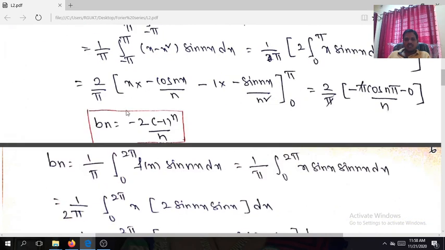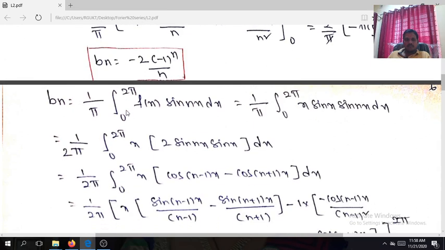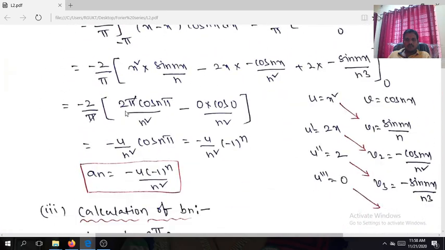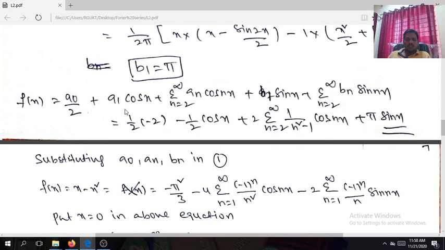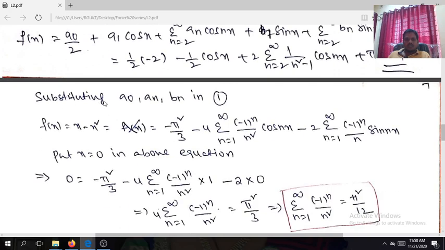If you are substituting this a naught, an, bn in equation number 1, we have the Fourier expansion of x minus x square in the interval minus pi comma pi given by f of x is equals to minus pi square by 3, minus 4 into summation n is equals to 1 to infinity, minus 1 over to the power of n by n square cos nx, minus 2 into summation minus 1 over to the power of n by n sin nx. This is the Fourier series expansion.